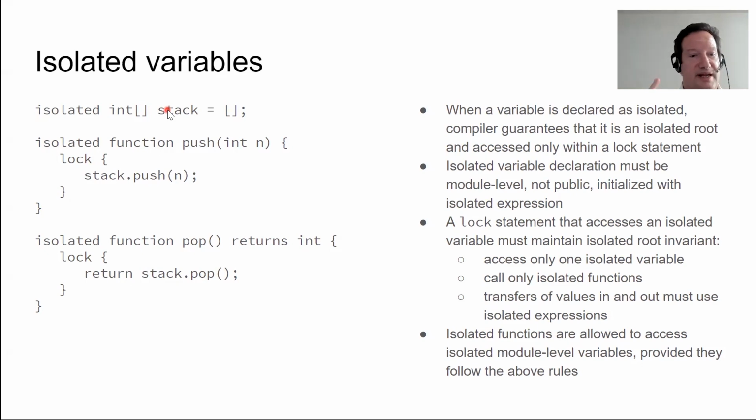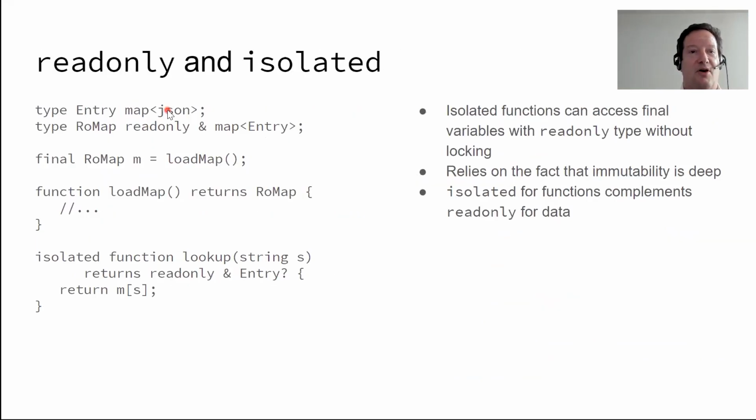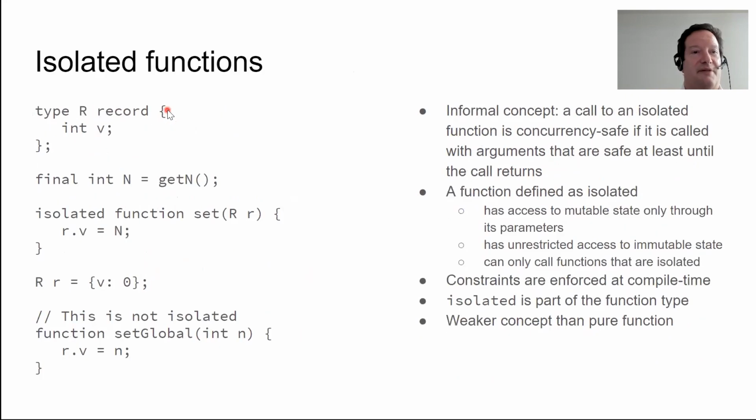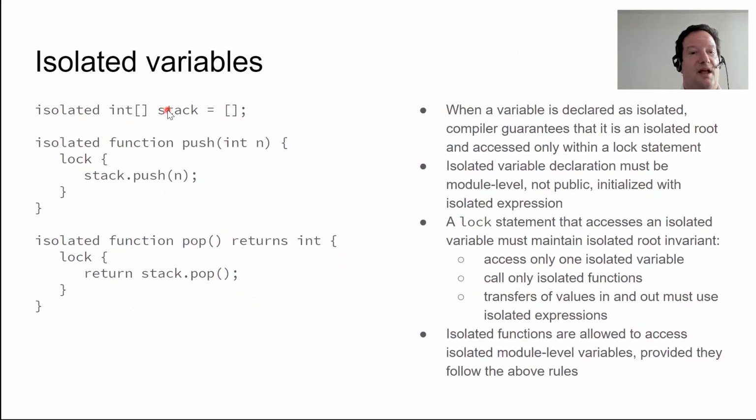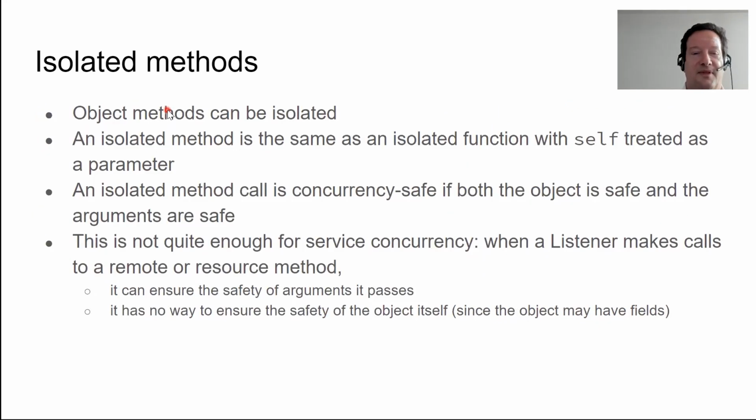Okay, so now we've got isolated functions, we've got lock, we've got read only, and we can put all these together, and this allows us to have isolated functions that actually manipulate mutable state in a safe way. So we're not there yet. We're getting there. We're nearly there.